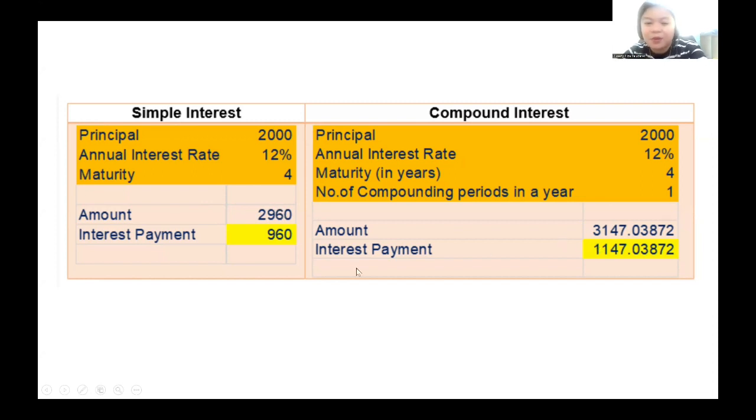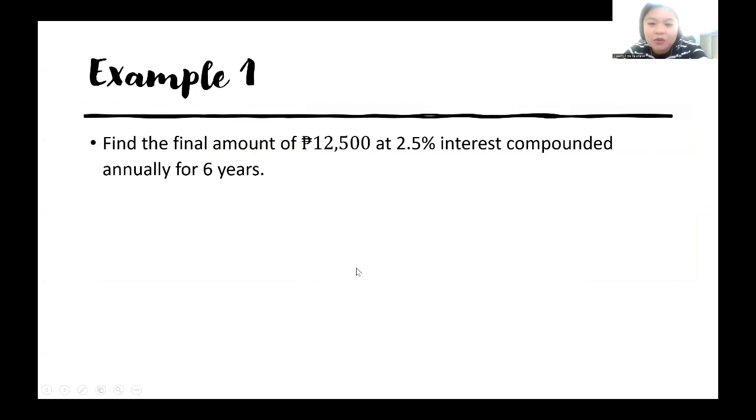Okay, so let's have here our first example for compound. Because you will know whether it's simple interest or compound interest if you see the word compounded. Okay, if there is none, it's considered simple interest. Okay?